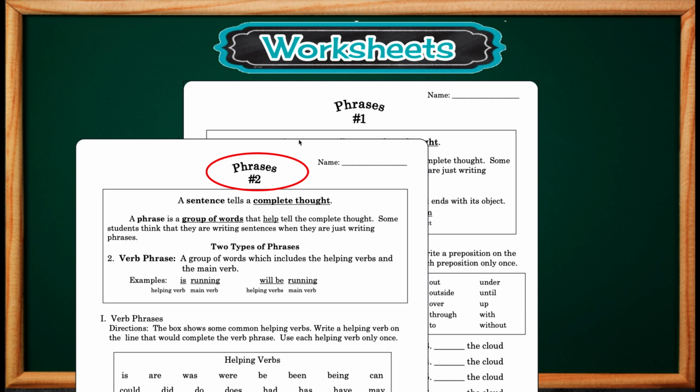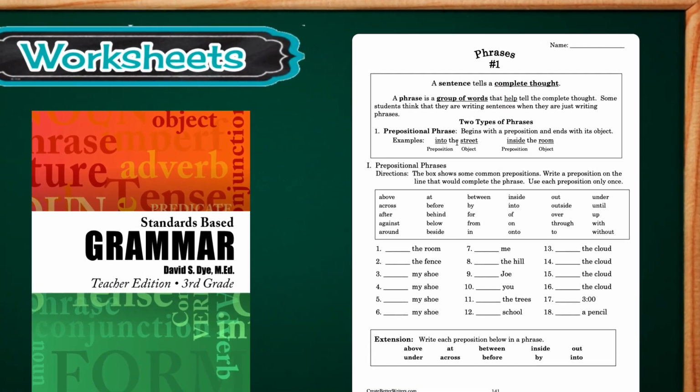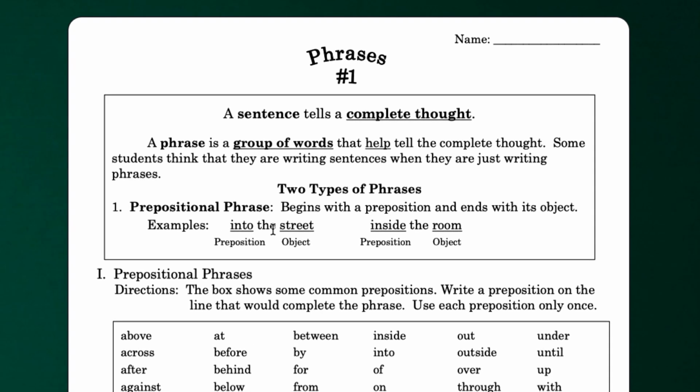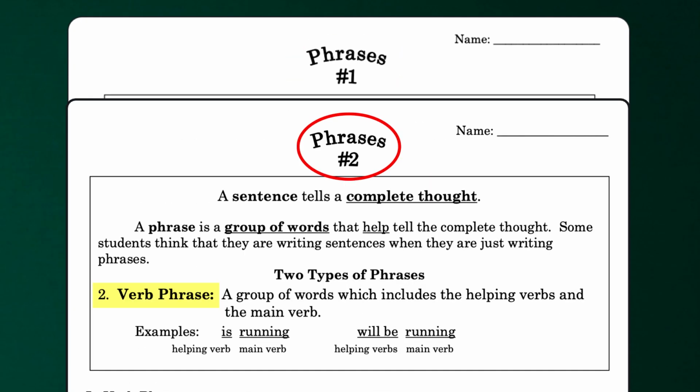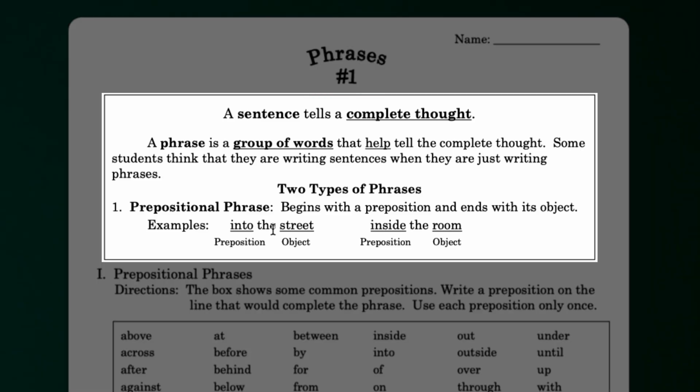So let's take a look at how the worksheets are organized. Now, this is standards-based grammar, so each grammar skill is a standard. And you can see here on this worksheet that the standard is phrases. Specifically, the students will be learning about verb phrases and prepositional phrases. The way this book is organized, the first worksheet of every standard will have a lesson at the top. For the busy teacher, this is great because it just takes a minute or two to review the lesson there at the top and you're ready to go. You're ready to teach the lesson.